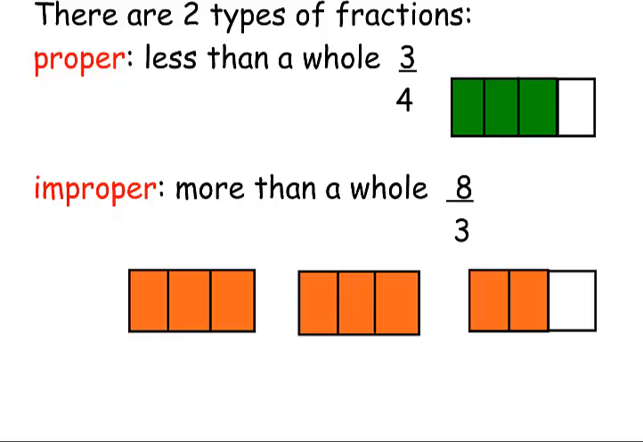An improper fraction is more than a whole. Here we have 8/3. So we have 8 orange boxes, and each 3 make up one whole. So we have more than one whole.